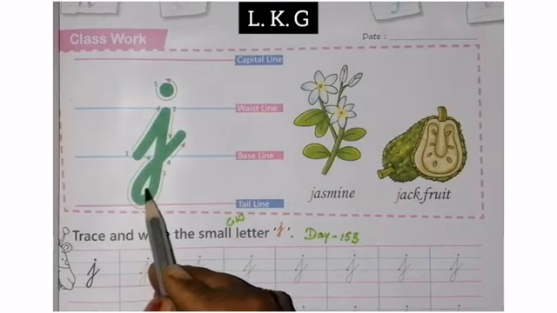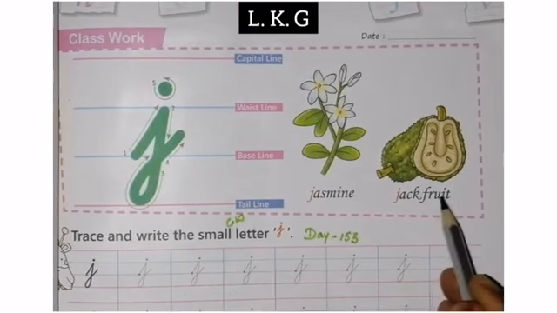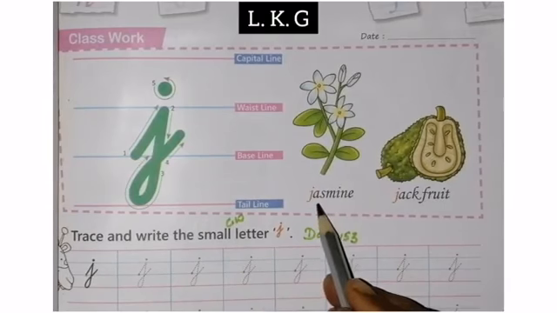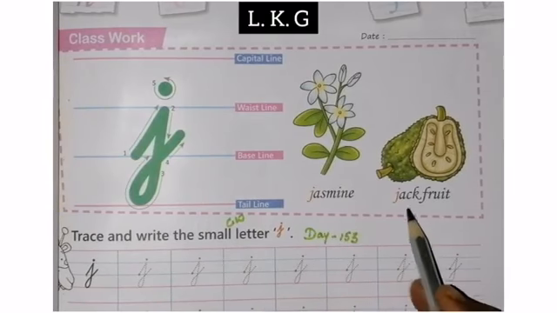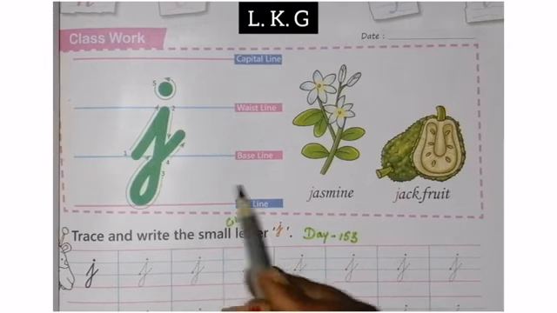Myself Mrs. Santosh Arora. Students, today we will learn how to write J. J for Joker, J for Jug, J for Jasmine, J for Jackfruit. So let us start how to write J. J for Jasmine, J for Jackfruit. Jasmine means chameli ka phool, jackfruit kathal. Kathal is a name of vegetable. Okay, J for jug bhi hota hai.